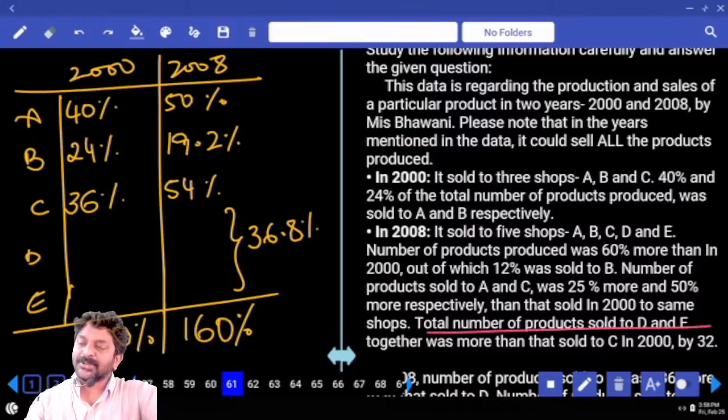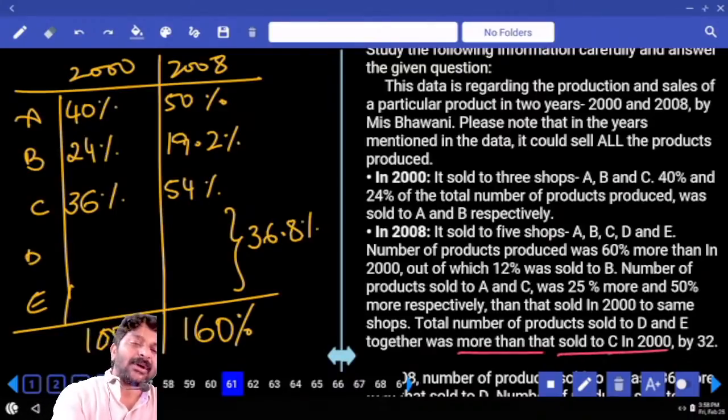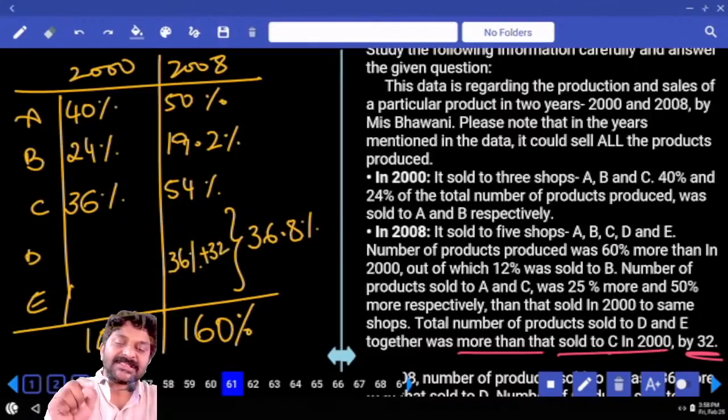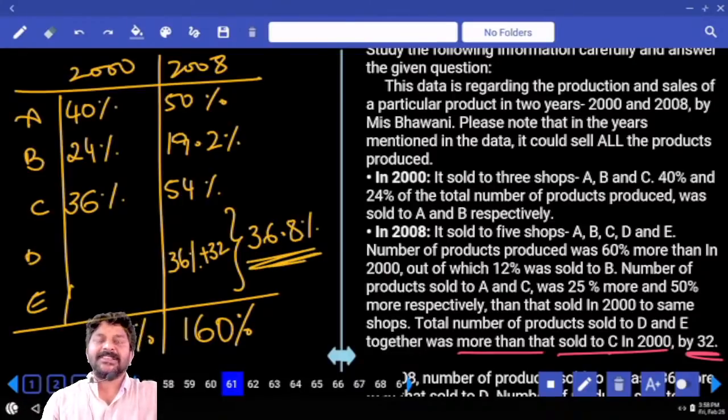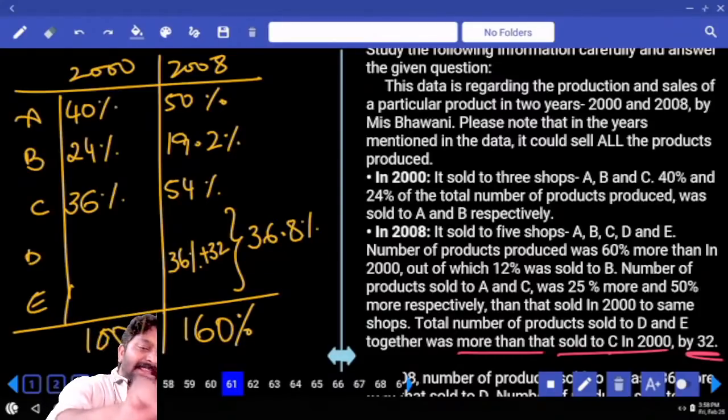Total number of products sold to D and E together was more than that sold to C in 2000. C in 2000 is 36%. By how much? 32. So this is equal to 36% plus 32. Correct? More than 36%. How much do we have here? 0.8%. And that must be equal to 32 only.